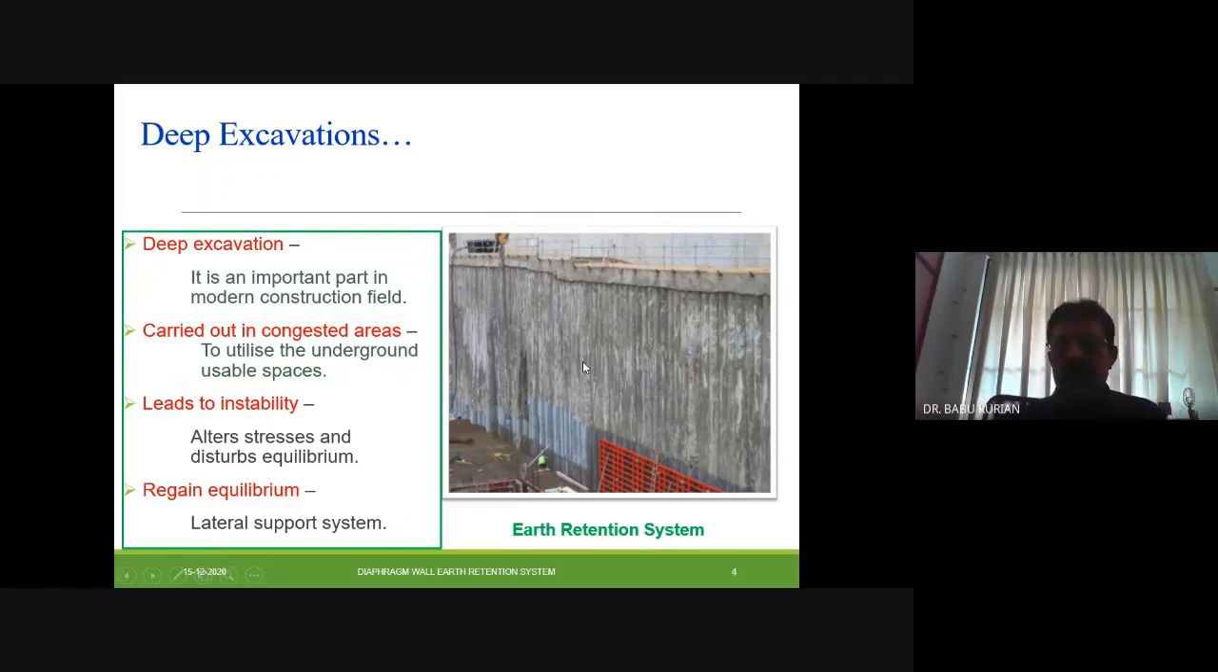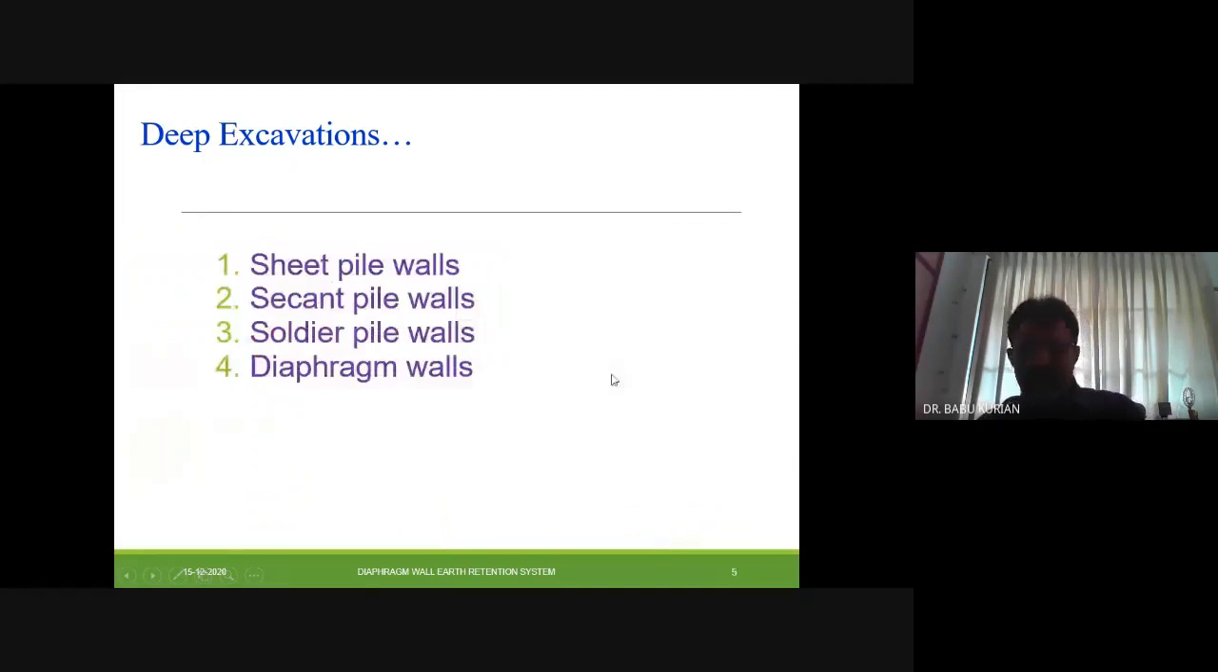So this shows earth retention systems, and these are the structures which are usually adopted for deep excavation to protect the soil. That is, sheet pile walls, secant pile walls, soldier pile walls, and diaphragm walls. These four structures are used to protect the sites. When deep excavations are carried out, we can protect the site by adopting one of these four structures.